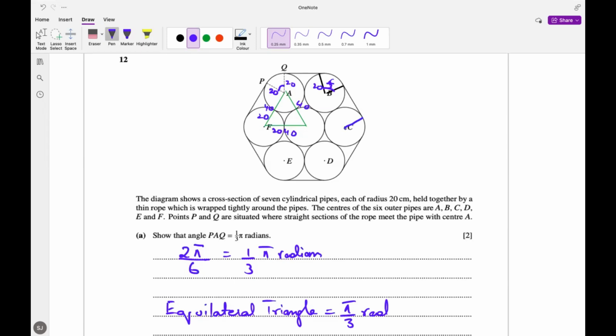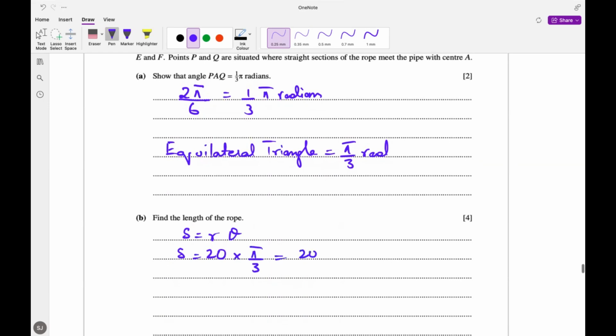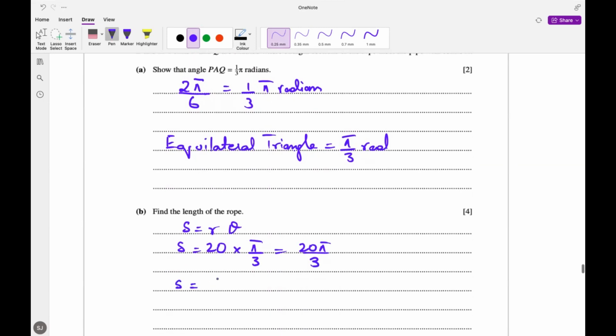So making a sector around each of these circles, I will have a total of 6 sectors. We can first find the arc length around each of these sectors and then find the length of the straight lines. Now the arc length is given by the formula s is equals to r theta. The radius r is 20 and theta is pi by 3. So that will become 20 pi upon 3. As there are 6 arcs, the total arc length will become 20 pi upon 3 multiplied by 6, which is equals to 40 pi.